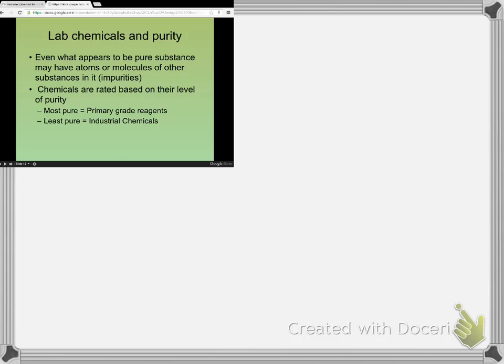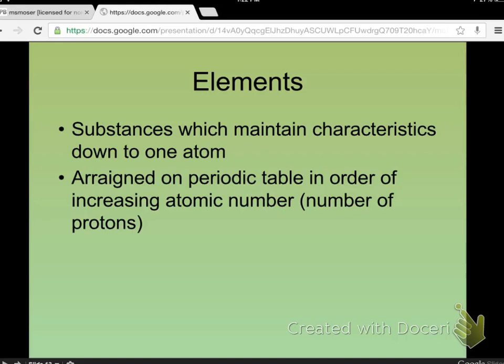Even food grade salt is less pure than reagent grade sodium chloride. There can be other things in your salt, little other atoms of stuff. It's not 100% pure. And that's just the way it is. But primary grade reagents are top in terms of purity. Okay, so elements, and you know this. We talked a little bit about compounds versus elements. Same characteristics, down to a single atom.